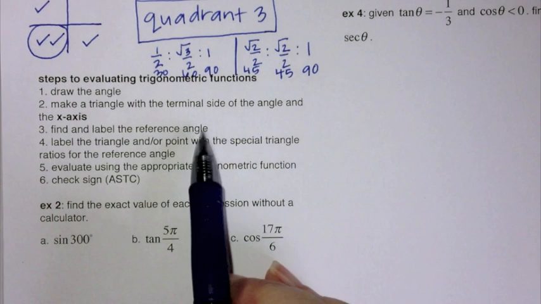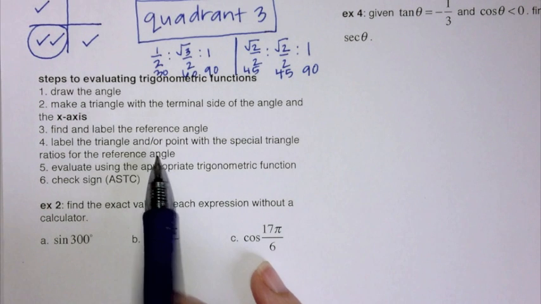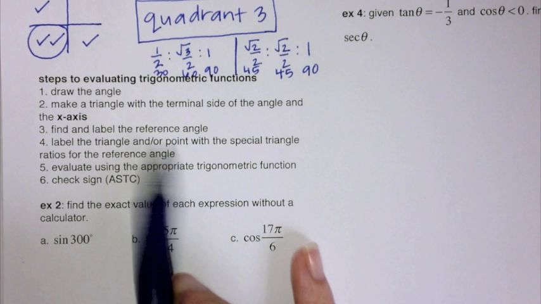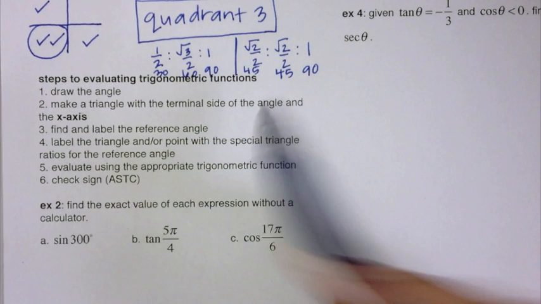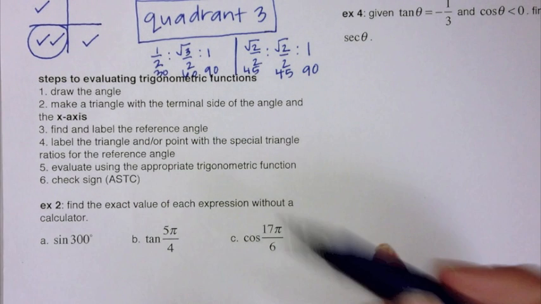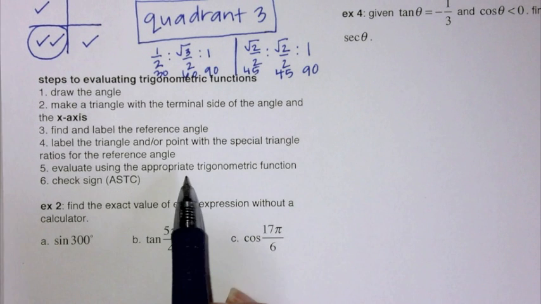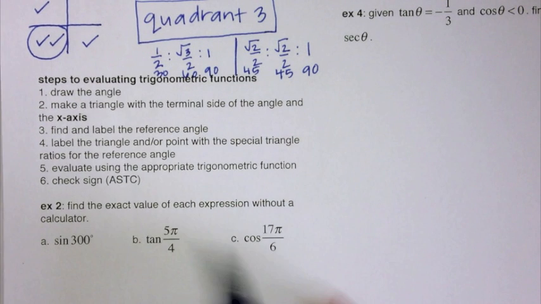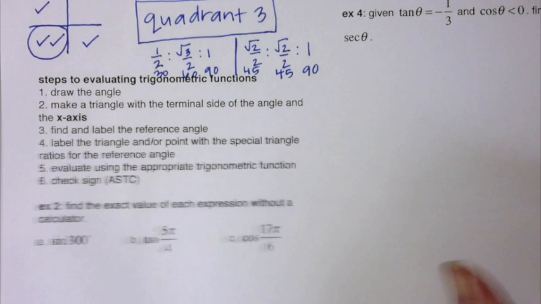Once you found your reference angle, make sure you label your triangle and or point. So there's two different methods that you can do for this. It's up to you which one you want. Then you're going to evaluate using whatever trig function it tells you to do, and then I want you to check your signs with all students take calculus.